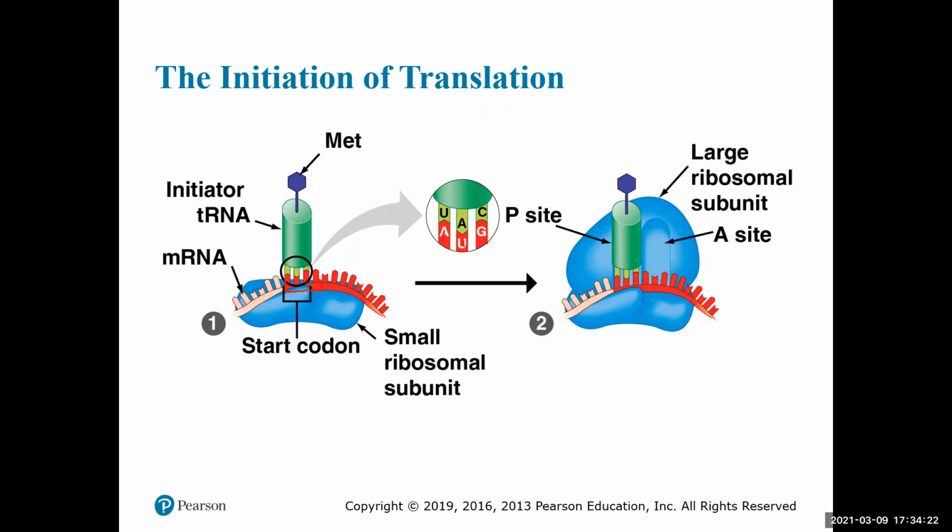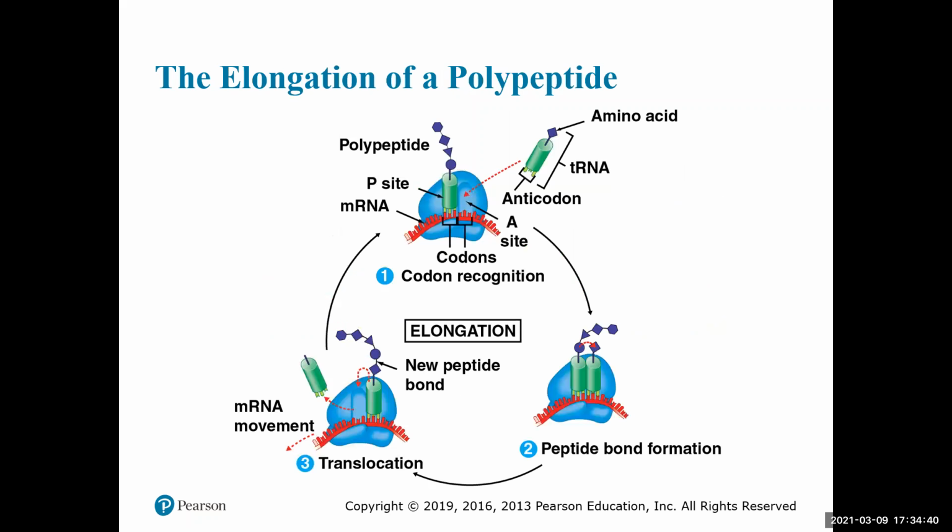Now what happens is the next codon will be read. So the next three nucleotides, and the tRNA molecule with the associated amino acid will come in to the A site and start elongation. And that's what happens here. So you have that P site, the next codon with the associated anticodon tells the tRNA to bring in a specific amino acid. It binds into the A site.